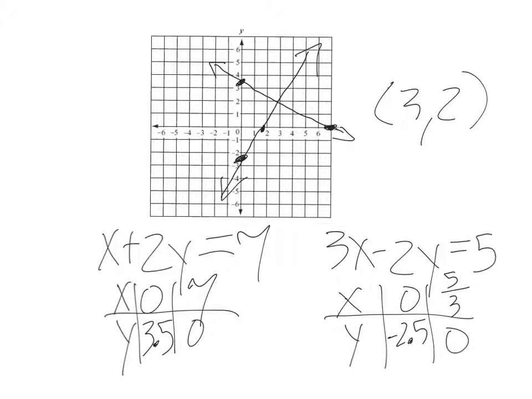And what we can do then to make sure that that's right is put them back into our equations. If we put that into our first equation down here, x would be 3, y would be 2, so 3 plus 2 times 2, that's 4, that gives us 7, so that one is good. Then we can check our second one here. So 3 times x, which was 3, so that's 9, minus 2 times 2, that's 4, so 9 minus 4 is 5. So that's how we know that we have the right solution for that problem.